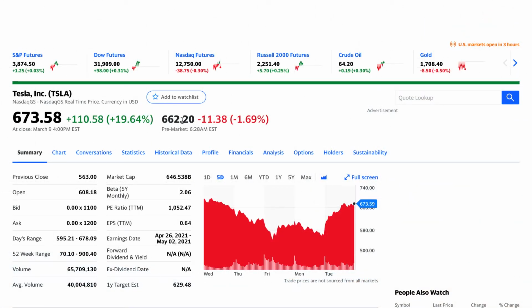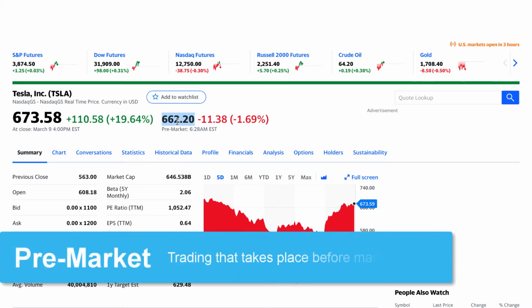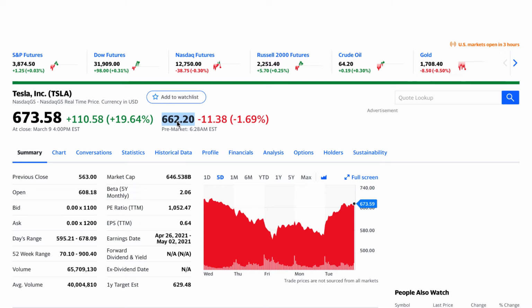Okay, so that's the stock price. And then this thing over here, this pre-market, that's the price of the share as of right now. What is pre-market? Basically, if you're really rich, or a large financial institution with access to deep pockets, if you've got boatloads of money, then you can get access to what's called pre-market or after hours or before hours trading.